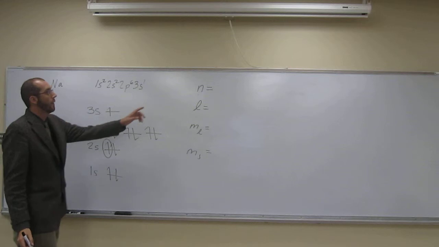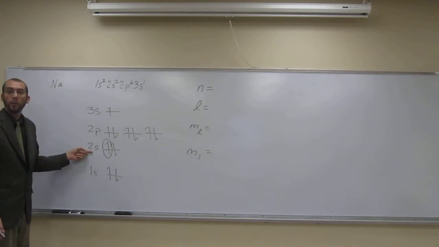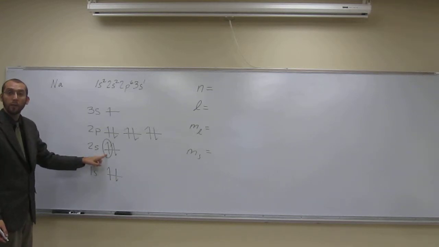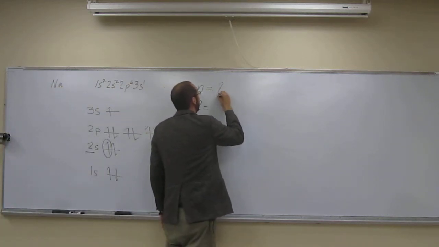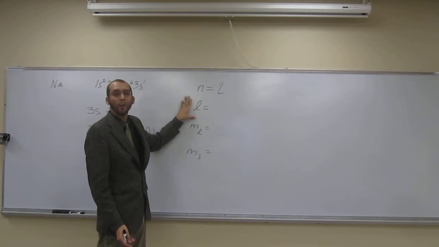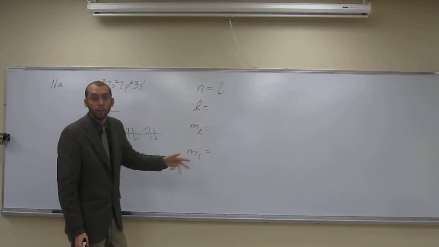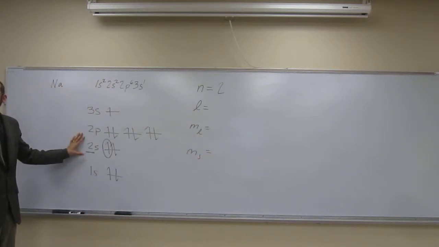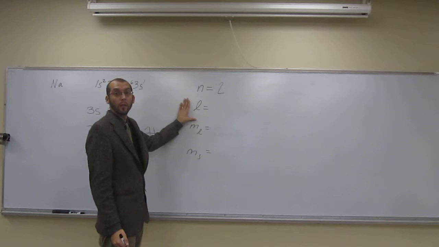N, do you remember where we get that from? From the principal energy level. Since this electron is in the 2, that's N, so it's 2. L is the angular momentum, but all it's telling you is what orbital you're in: an S, P, D, or F orbital. We're in the S orbital, and S is always zero. So L is zero.